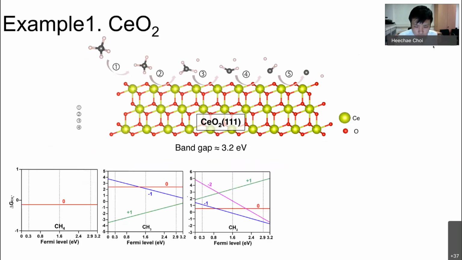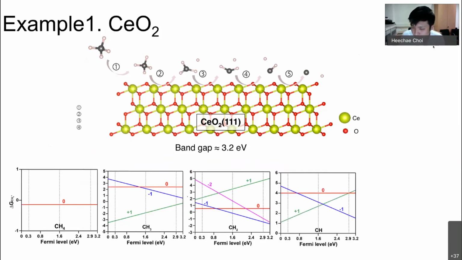And the third state is sometimes neutral for low Fermi level values, like under 0.9 electron volt, it is neutral, but when the Fermi level is higher than 0.9 electron volt, its charge state is -1. So interestingly, for example, when the Fermi level is at the center of the band gap, in the CH3 step, its charge state is +1, but in the next step, when it becomes CH2, it becomes -1 with the Fermi level at the center of the band gap.